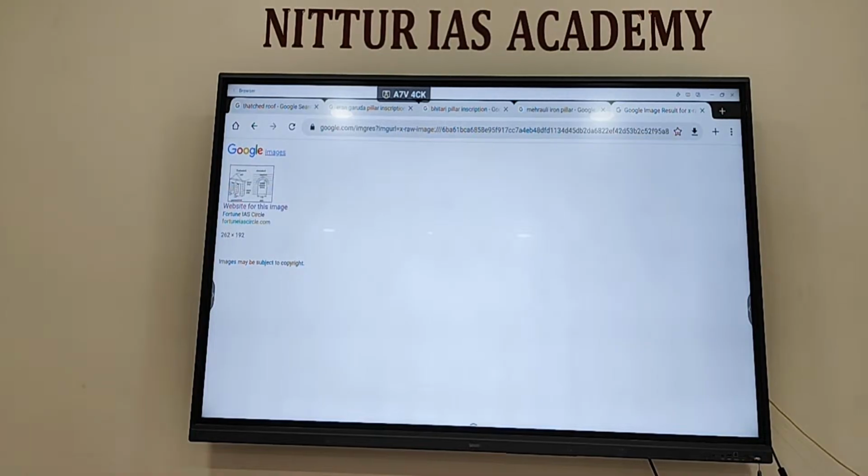Second, you read on the Sanchi stupa. Sanchi is in MP. Third, you read on the Dharmarajika stupa.